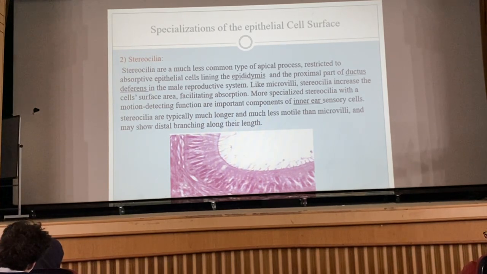And this is the apical surface of the cells, and these fine projections are the stereocilia. So they are longer than microvilli and less motile. And three locations in the human body contain these stereocilia: epididymis, ductus deferens, another name for ductus deferens is vas deferens, and the inner ear sensory cells.